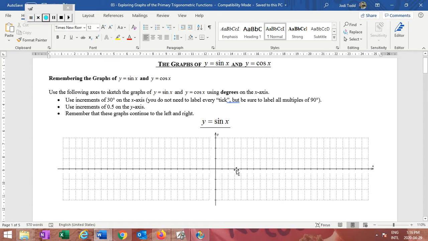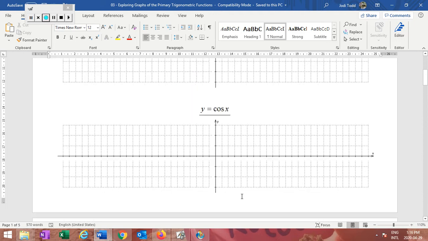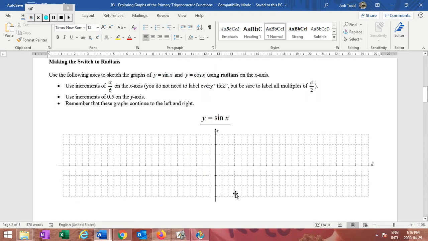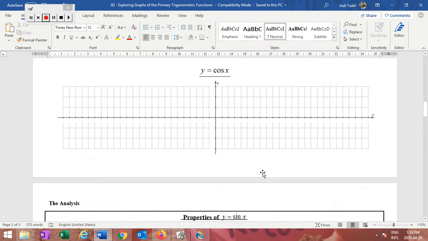We just plugged in 30, 60, 90, or in the case of radians, pi over 6, 2 pi over 6, which is pi over 3, 3 pi over 6, which is pi over 2. And we just built the graphs manually. And we could do that here.